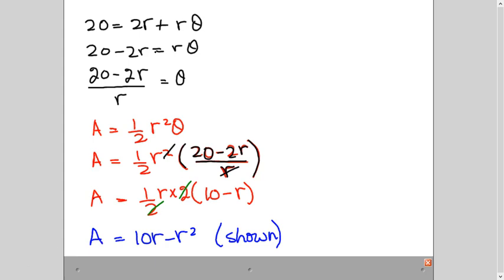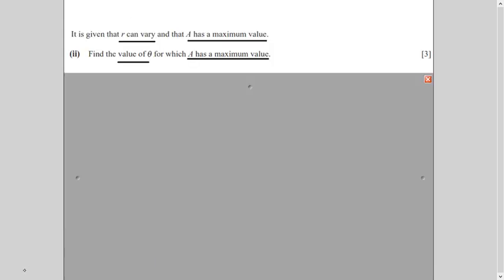So let's see what is part 2 of the same question. Part 2 of the question is saying it is given that r can vary. So radius can vary, and that A has a maximum value, meaning the area of the sector is maximum. Find the value of theta for which area is maximum. Now, if you remember in the calculus, when we talk about maximum value of one variable with respect to other, we apply differentiation, right? For the detail of the differentiation, you can see my videos on my blog address, which are about differentiation. You can get the details there.